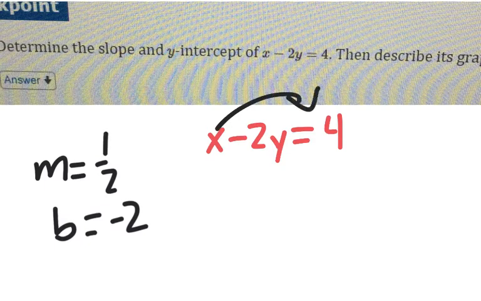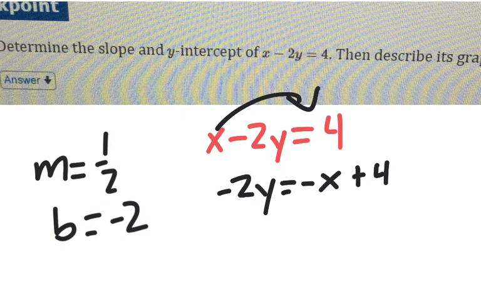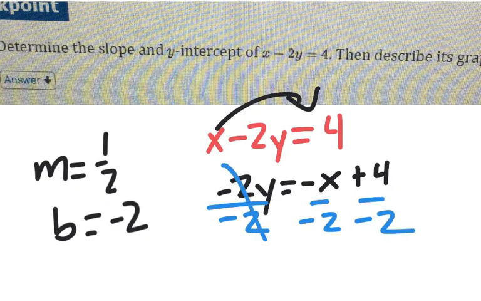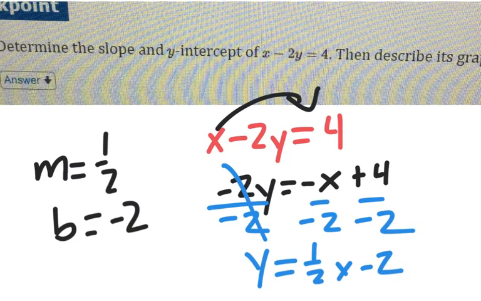So you moved the x over first? Or did you divide by 2 first? You did it right. I'm just curious. If it were me, I would move the x over first, make it negative. And then y is being multiplied by negative 2, so I would divide everything by negative 2. So that tells me y equals positive 1/2 x minus 2.